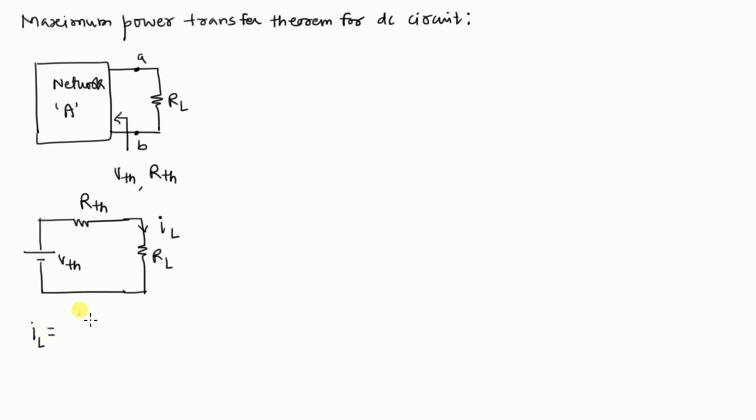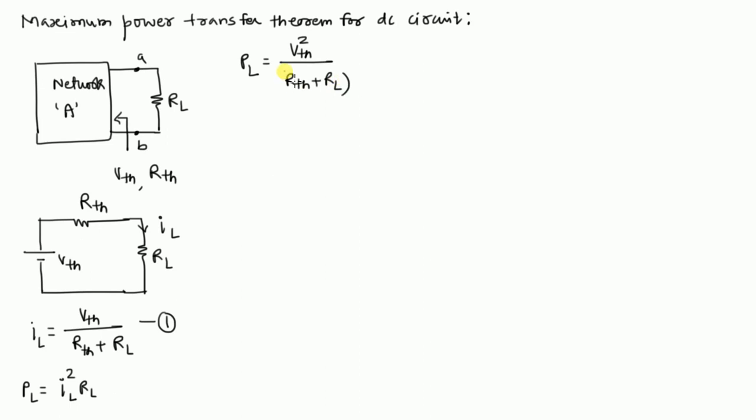Load current is IL, that is VTH over RTH plus RL. Now the power absorbed by the load resistance is IL square into RL. So PL is VTH square over (RTH plus RL) square into RL. This is the expression for power absorbed by the load resistance. Now we will have to find out RL for which the power absorbed PL is maximum.